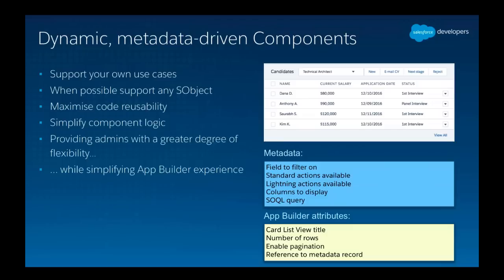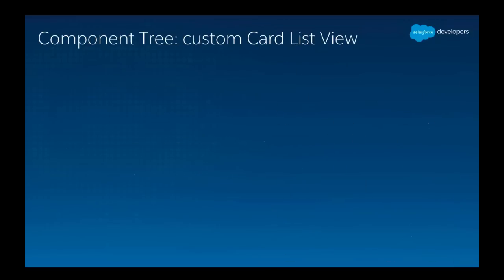So it's really up to you to determine the best combination of metadata and attributes and whether or not to use metadata at all. This is a suggestion if you want to have a certain degree of customization that's based on metadata. Let's now look at an example of the component tree for this proposed car list view component.